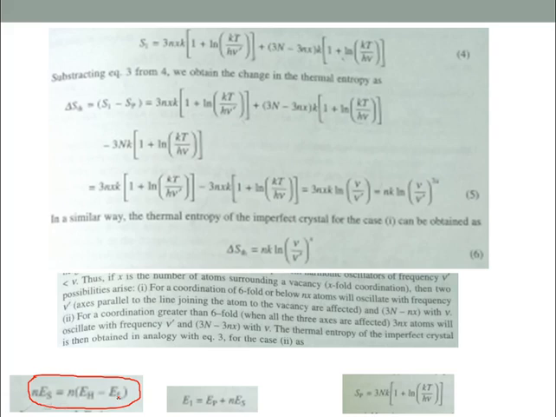And we can also write the internal energy of the imperfect crystal, that is EI is equal to EP plus NES, where EP is the internal energy of the perfect crystal and NES is the change in the internal energy of the crystal.